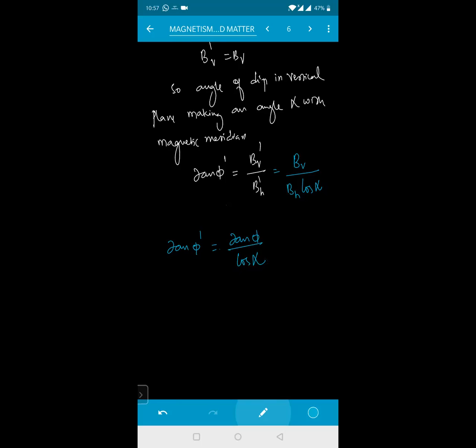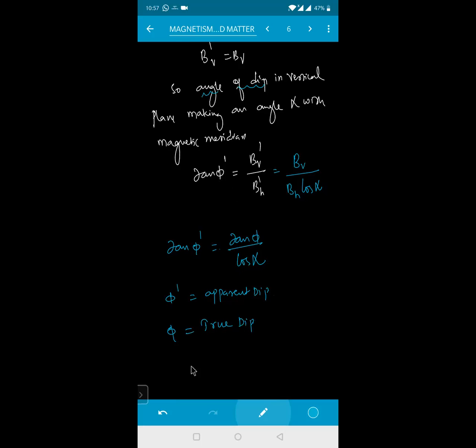What is phi dash? Phi dash is nothing but the angle of dip in the vertical plane making an angle alpha with the magnetic meridian. So the new angle of dip is represented by phi dash. Here phi dash is known as the apparent dip, and phi is known as the true dip.